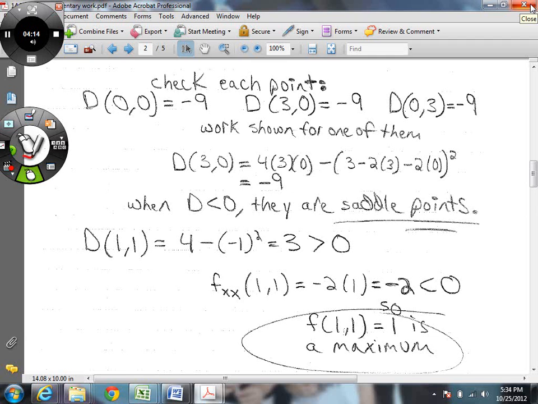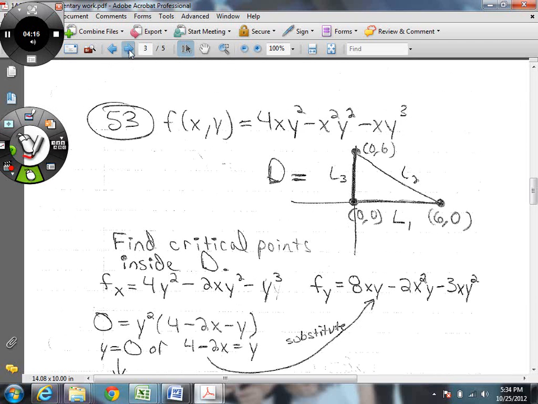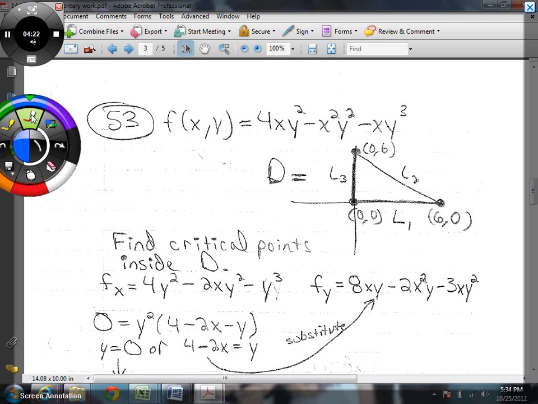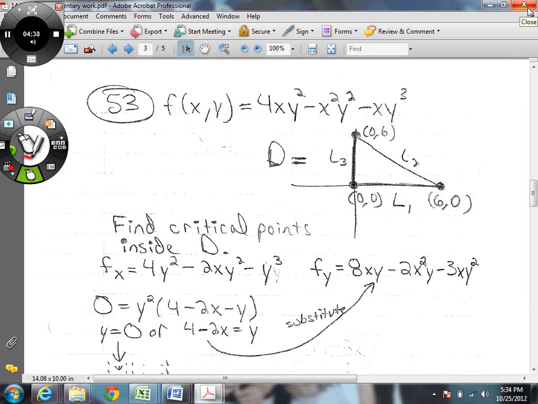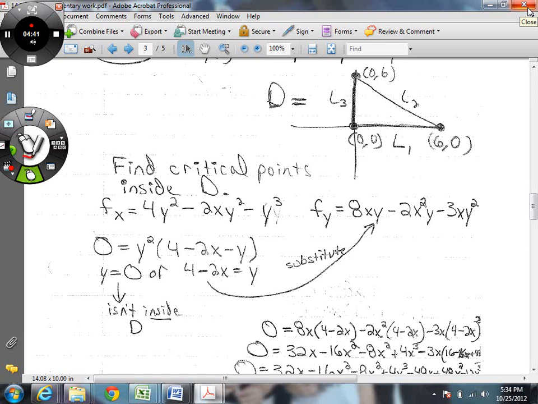Let's try another fun one. 53. Okay, so first thing you do is find the critical points that are inside of this triangular region. So you can see how we do the same thing we did before. Partial derivative with respect to x, partial derivative with respect to y. Set them both equal to 0. And we got y equals 0, but that's not actually inside D, that's actually on the boundary. So we're trying to find the ones that are inside first.